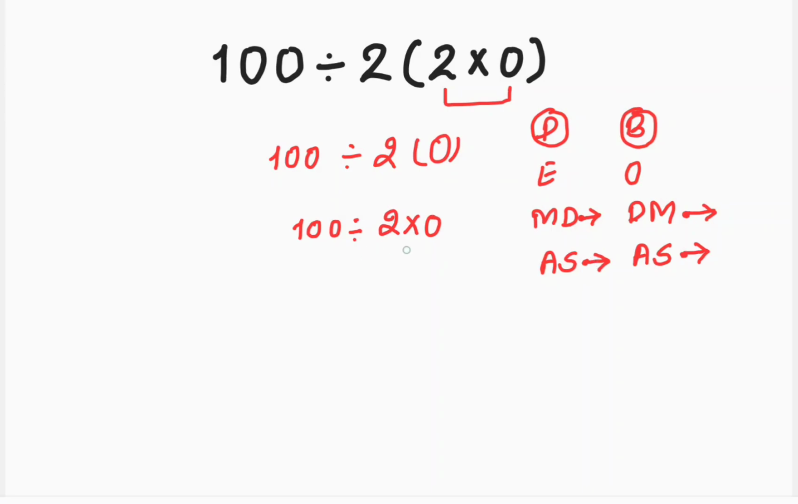So since division and multiplication both are given, solve it from left to right. 100 divided by 2 is 50, into 0, and your final answer will be 0.